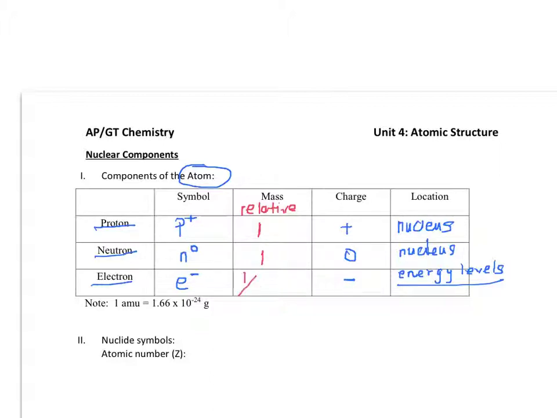Whereas with an electron, if I compare the mass of a proton to the mass of an electron, or neutron to electron, it gives us 1 over 1840, which is approximately equal to 0. So that tells us the mass of an electron is negligible. It does not play a significant role in the mass of an atom.